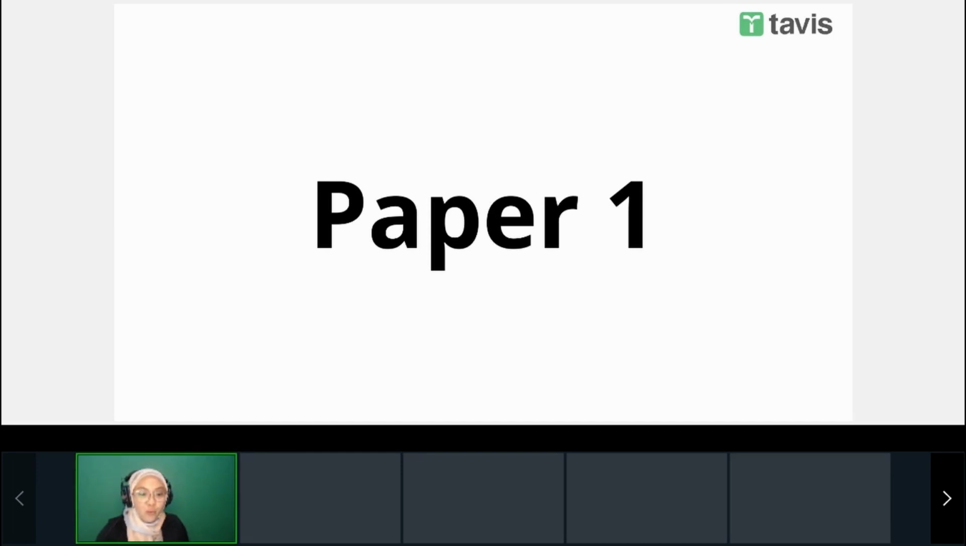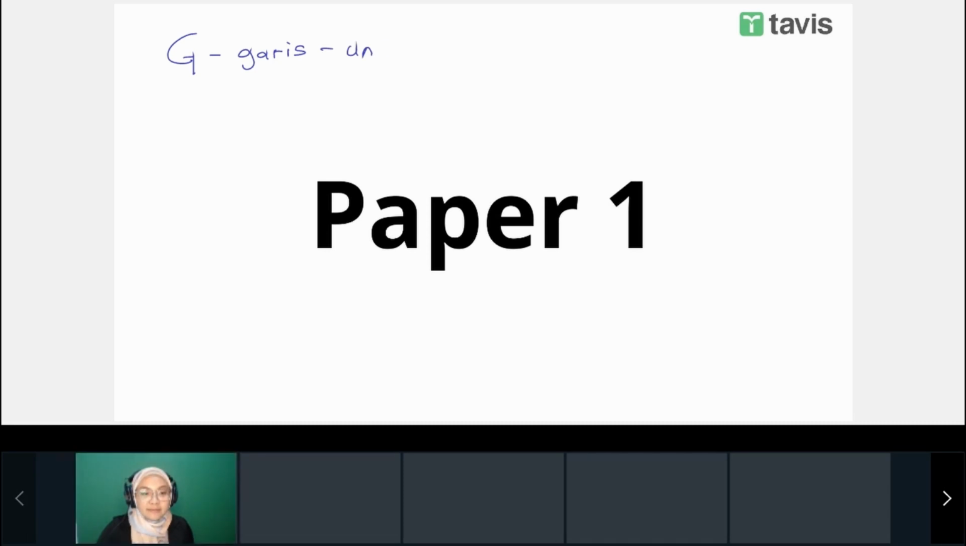And now we go to paper one. Okay, you know that in science we have two papers, paper one and paper two. Yesterday, I did inform you about the technique to answer paper one. The first technique is G. G stands for garis.